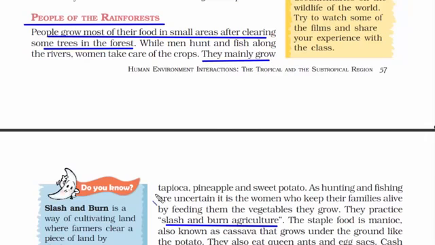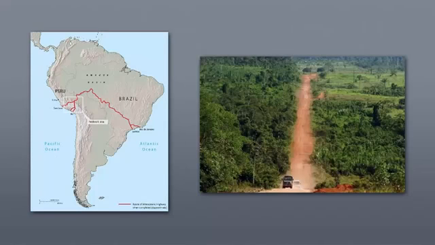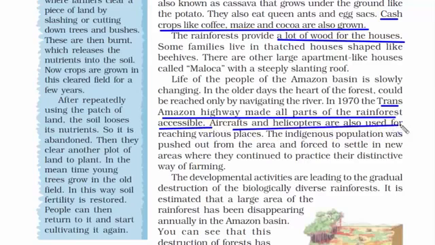They mainly grow tapioca, pineapple and sweet potatoes. Cash crops like coffee, maize and cocoa are also grown. The rainforest also provides a lot of wood for their houses. There is a Trans-Amazon highway that makes all parts of the rainforest accessible. Aircrafts and helicopter services are also available for reaching various places.